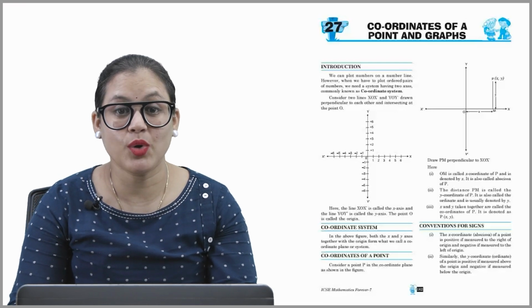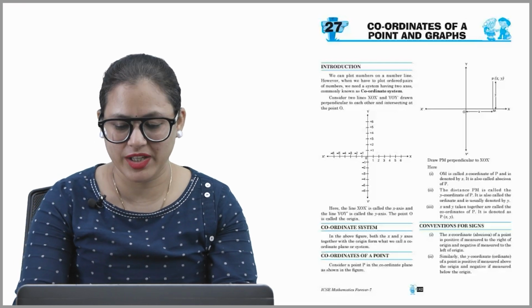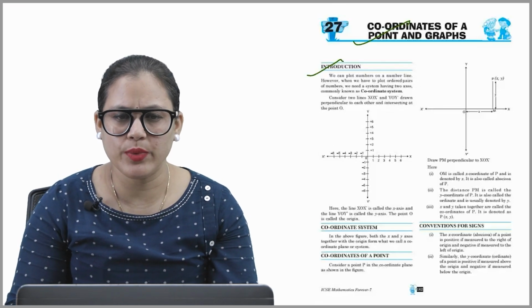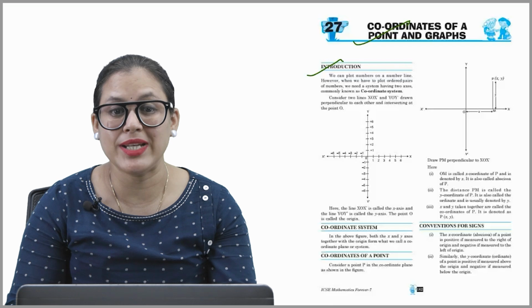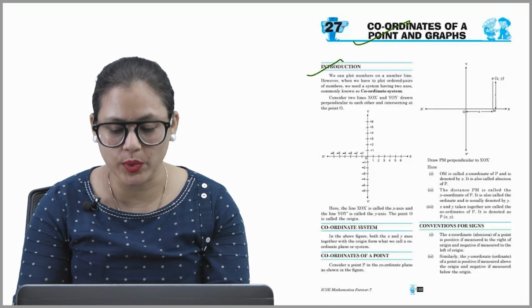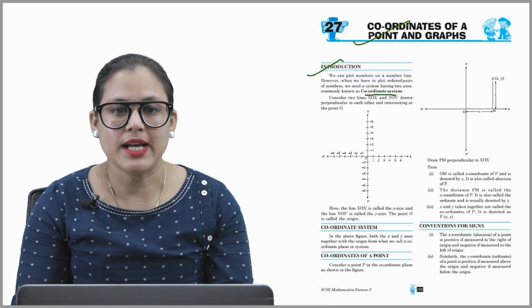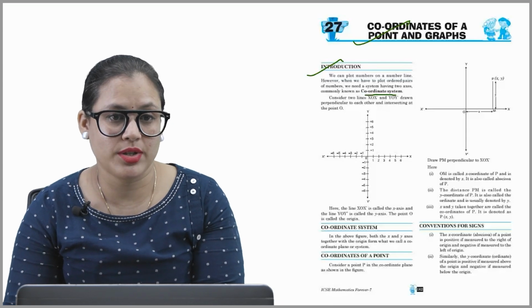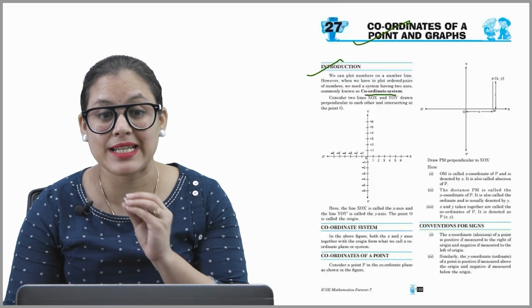Let's start today's chapter, coordinates of a point and graphs. Introduction. We can plot numbers on a number line. However, when we have to plot ordered pairs of numbers, we need a system having two axes, commonly known as coordinate system. Consider two lines XOX' and YOY' drawn perpendicular to each other and intersecting at the point O.